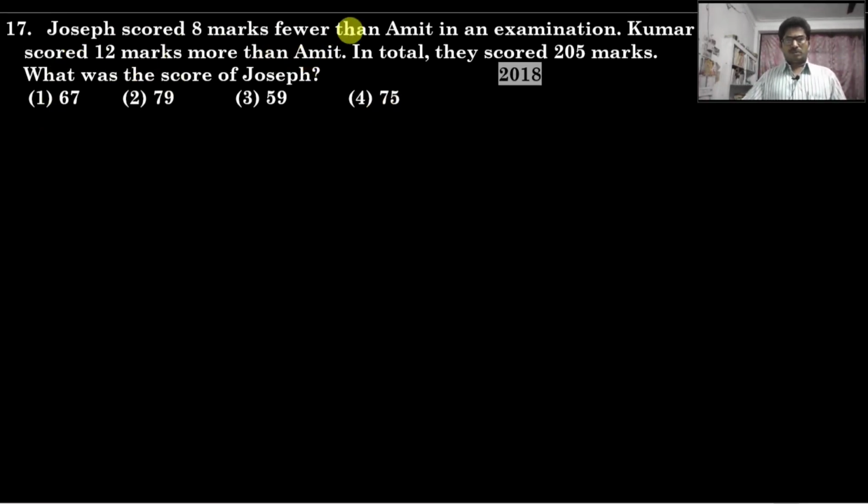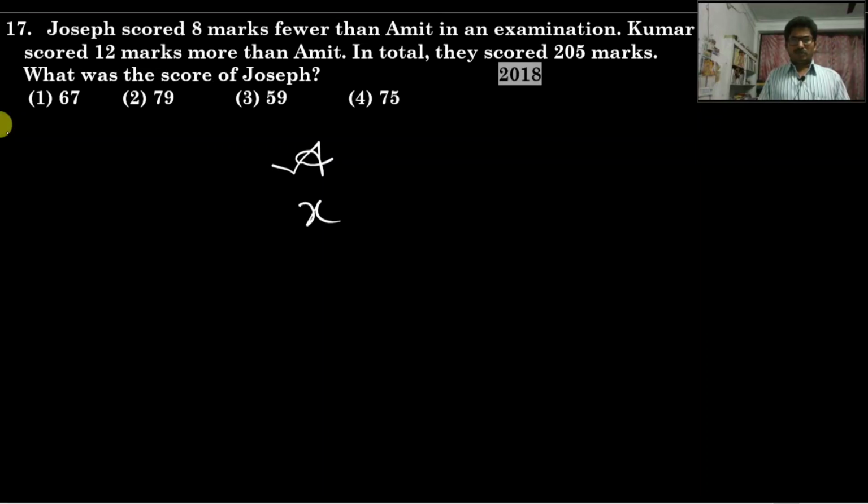Joseph scored 8 marks higher than Amit in an examination. Kumar scored 12 marks more than Amit. In total, they scored 205 marks. What was the score of Joseph? Here we have 3 students. If we know Amit's marks, we can find the remaining two. Let Amit's marks be X.